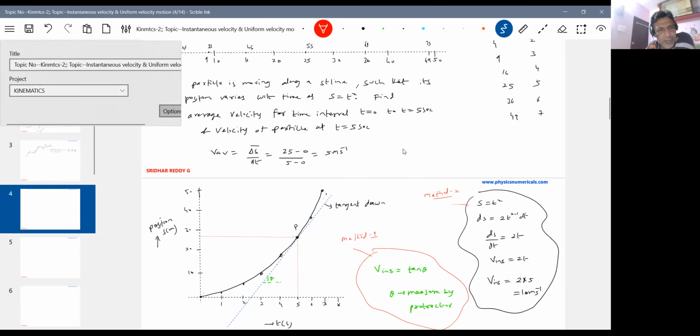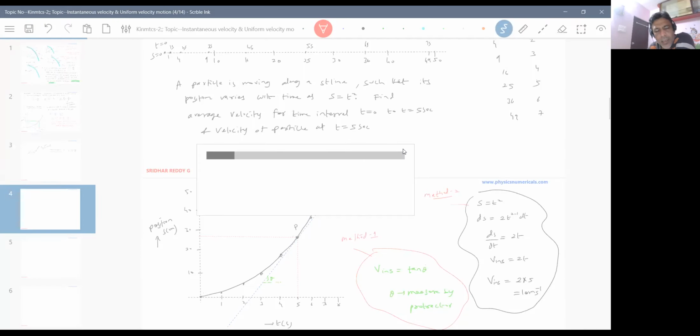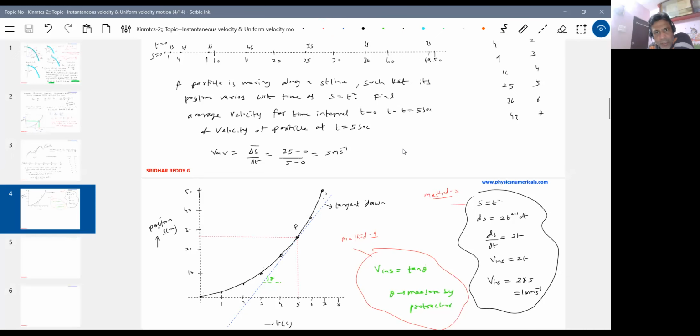The question was asked, no? A particle is moving along a straight line such that its position varies with time. Find the average velocity for the time interval 0 to 5 seconds and the velocity of the particle at t equal to 5 seconds. This is the instant velocity.